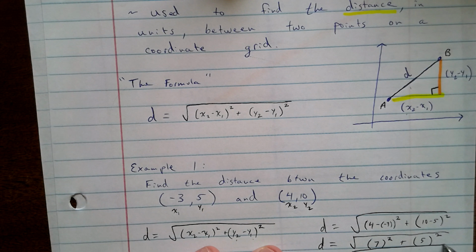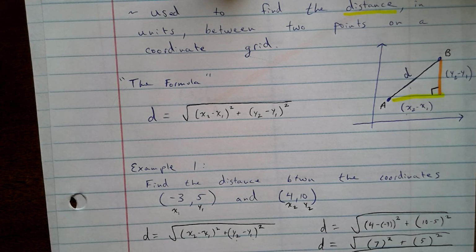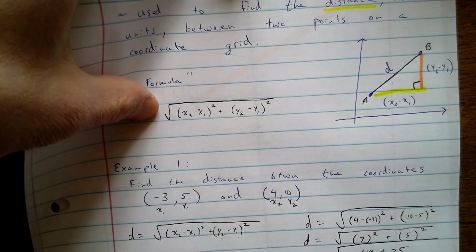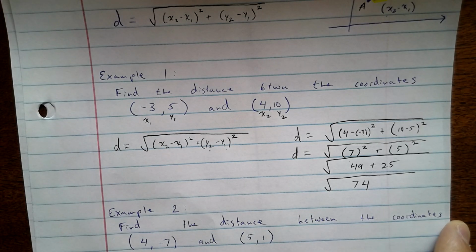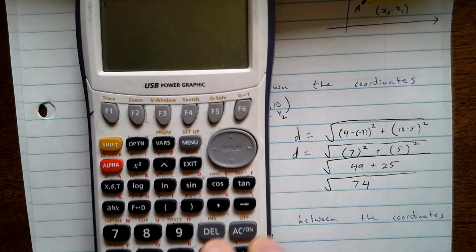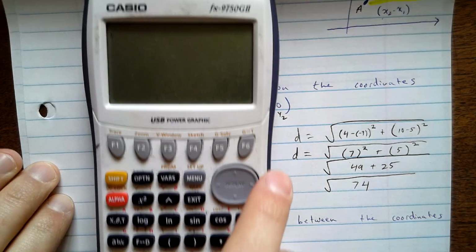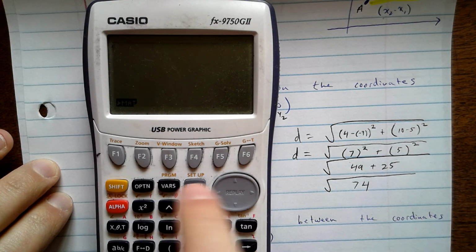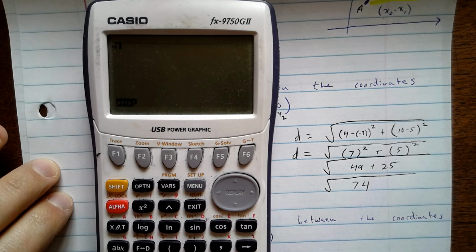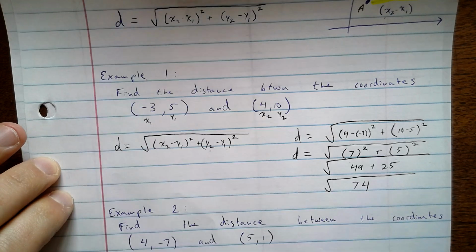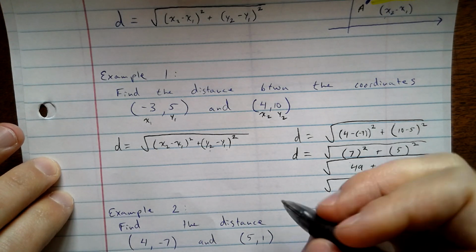Square root of, let's see, 49 plus 25 will get us our answer. That's the square root of, let's see, 74. Okay, the square root of 74 would represent that distance. Oops, got to scroll up for you. Sorry about that, guys. Square root of 74, which when I put it into my calculator, is equal to 8.6. So that would be our distance. Distance is 8.6 units apart.